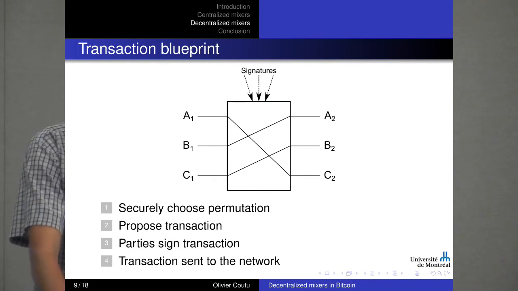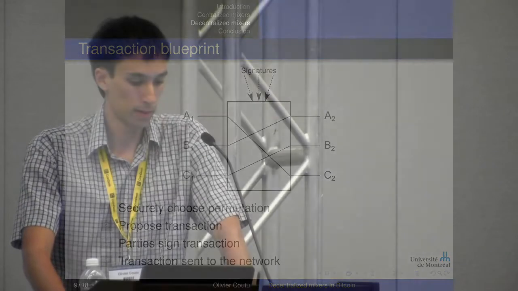One user proposes a transaction, or it can be another party, it doesn't matter. So it proposes, say, this permutation here.